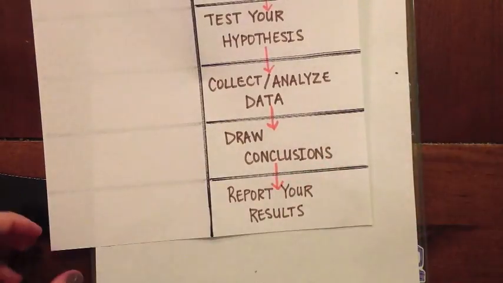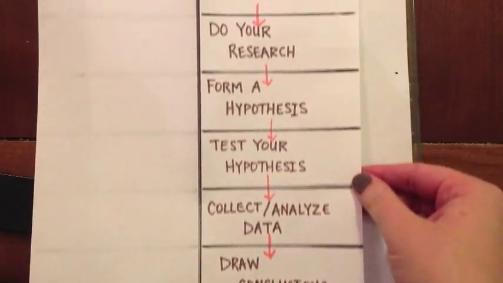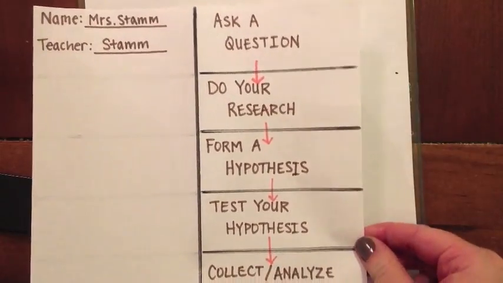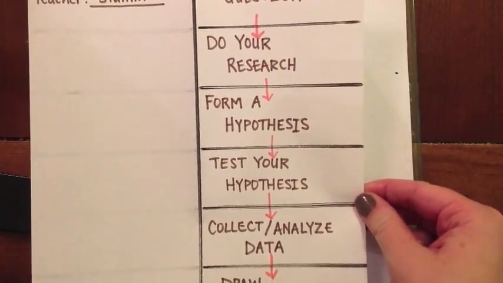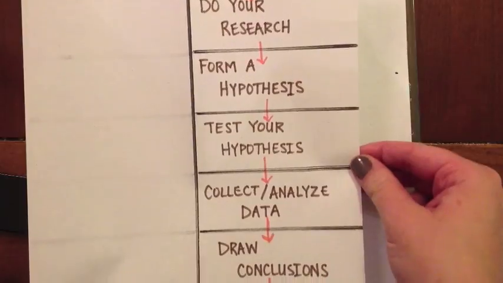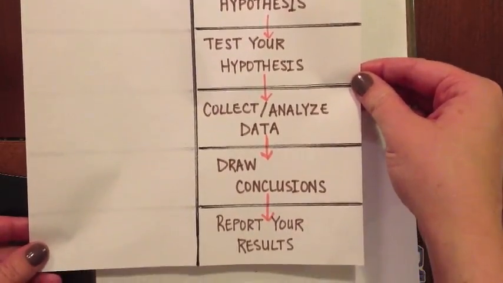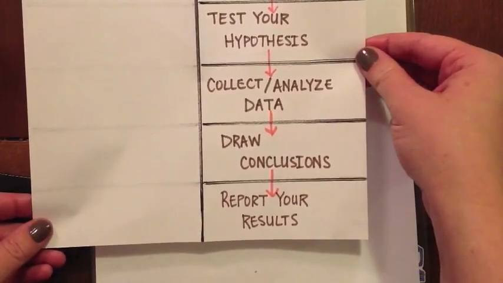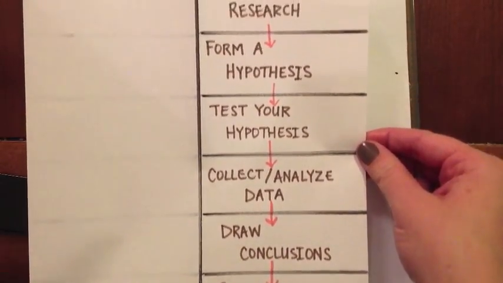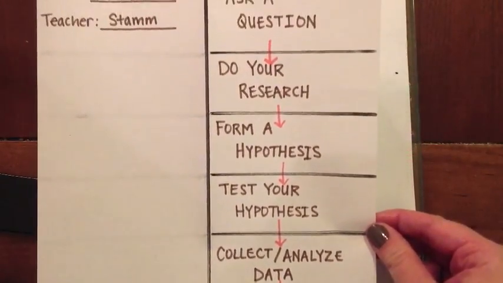Now make sure you have all of these written down on the front. Ask a question, do your research, form a hypothesis, test your hypothesis, collect and analyze data, draw conclusions, and report your results. Once you have this written on the front page, you can turn to the other side and we'll write the information on the inside.